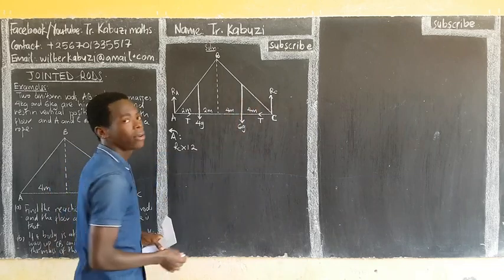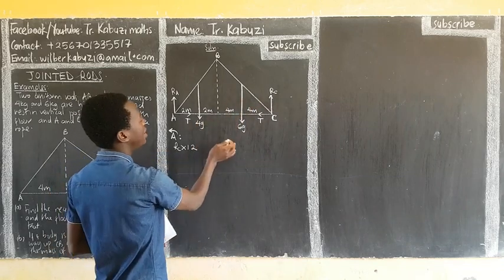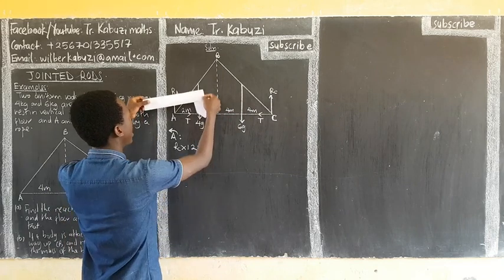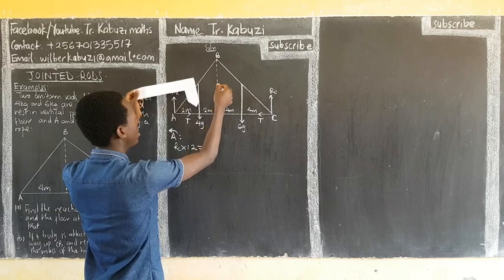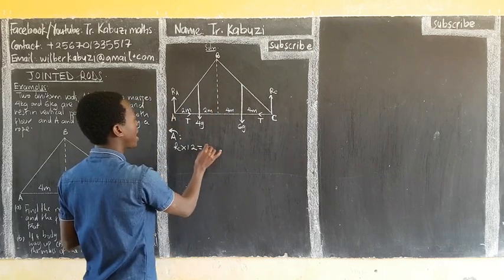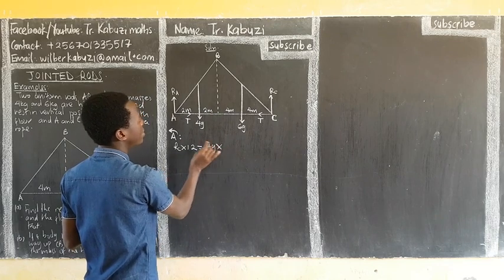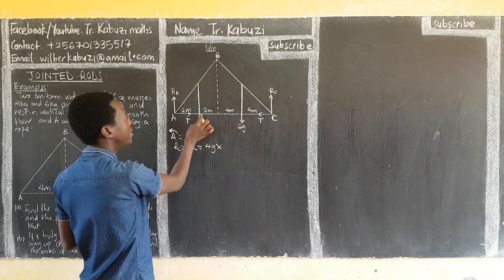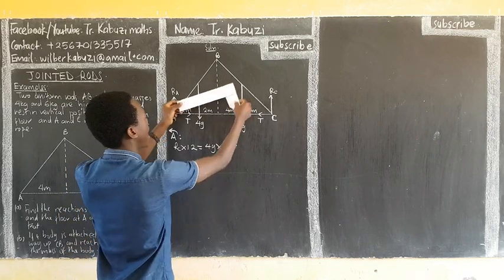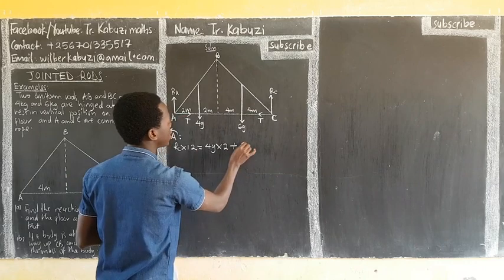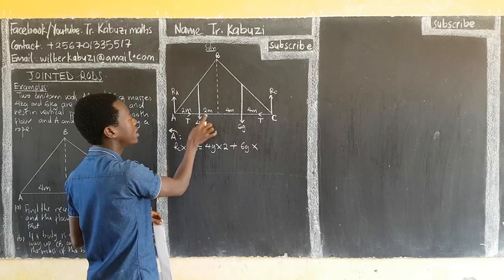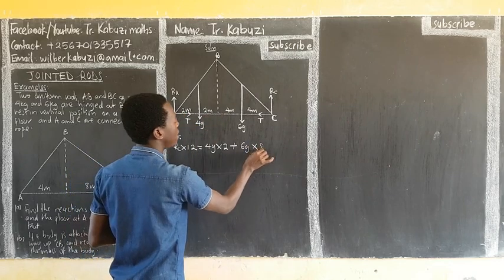So we have all of this in the anti-clockwise. Now we have this in the anti-clockwise and this in the anti-clockwise. Now when I get my 4g, you see it is going to be acting clockwise. So clockwise from A, I have now 4g times the perpendicular distance from A to this force, which is going to be 2. Then plus, this force is also acting clockwise, so 6g times the perpendicular distance from A, which is going to be 8.